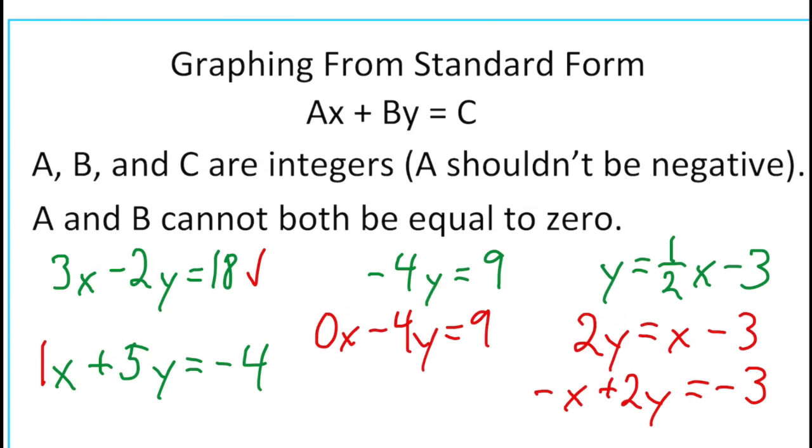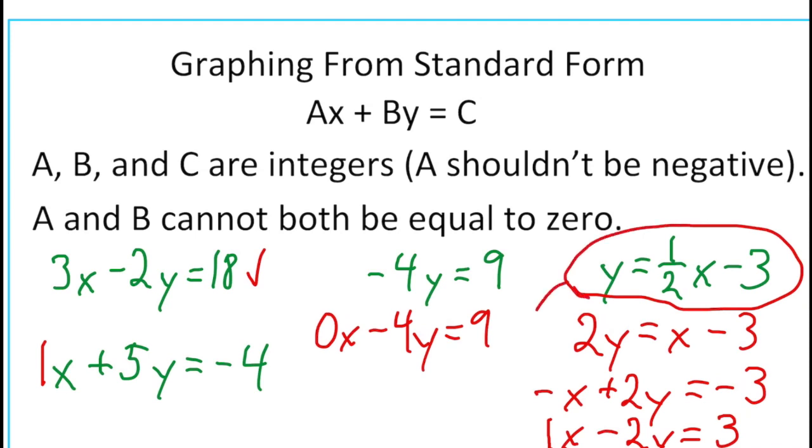In my mind, this is pretty good for standard form, but if we want to be technical, we need to get rid of that negative with the x, and we also are going to make it a 1. So if I multiply everything by negative 1, I'm left with 1x plus, no, take that back, minus 2y equals positive 3. So if you're given this, that's slope-intercept form. This converts down to standard form.